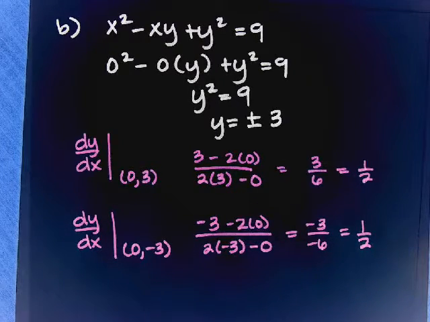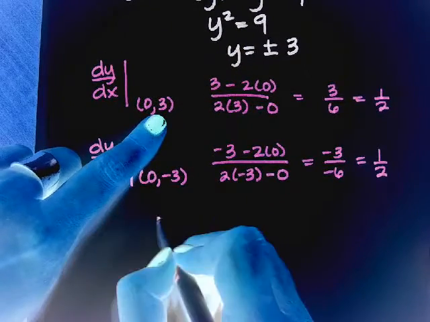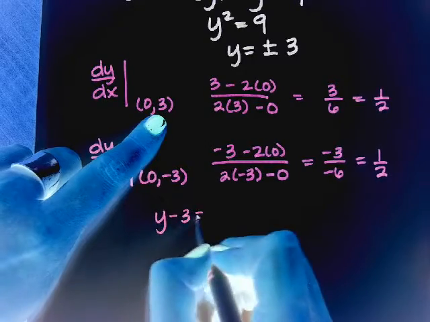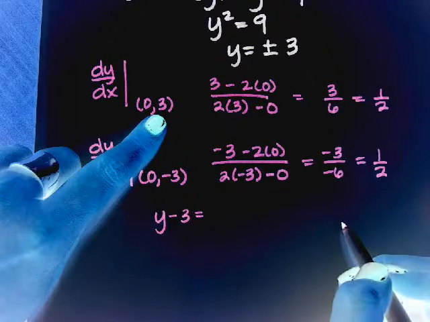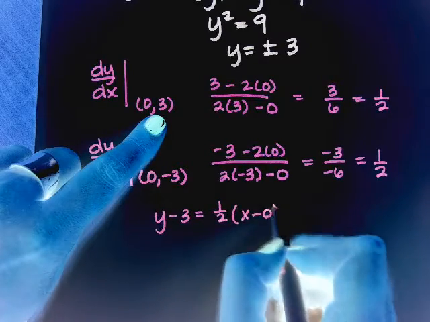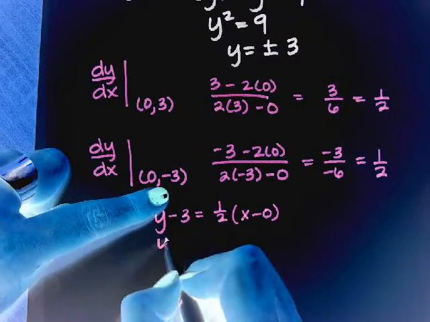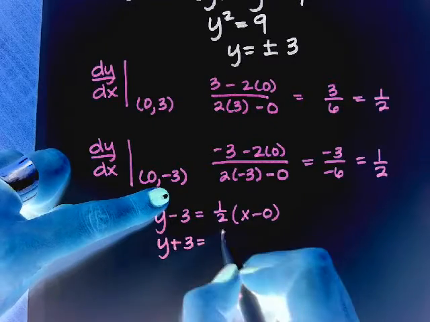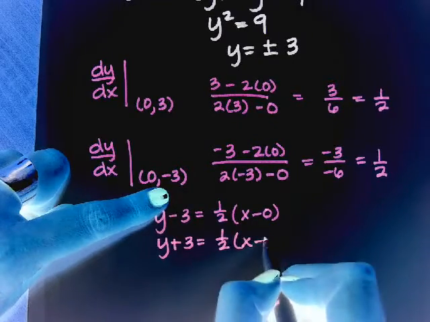All right, so let's go ahead. Are we writing a tangent line or tangent lines? We're writing 2 of them. So for the first one, we're going to write y minus 3 equals 1/2 times x minus 0. And then for the second one, y plus 3 equals 1/2 times x minus 0, and I'm done.